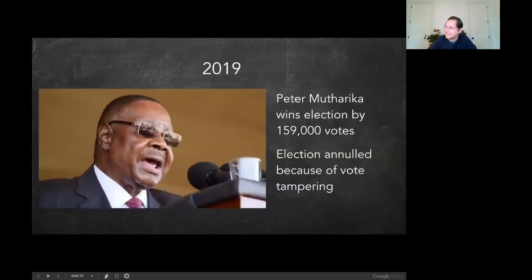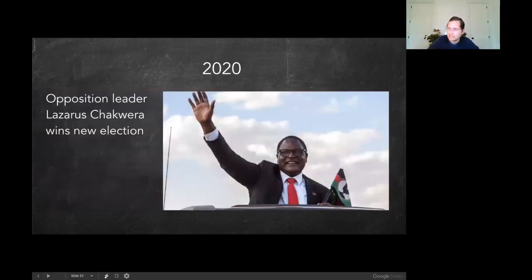He wins his second election by 159,000 votes, but they annulled the election because of vote tampering. So they looked at it and they said that it was not fair. So they said that there must be another election. That was 2019. They looked at it and said, nope, wasn't fair. People were messing with the ballots. This is not right. They had a new election in 2020, and his challenger ended up defeating him. Lazarus Chakwera wins the new election in 2020, and he is the current president.